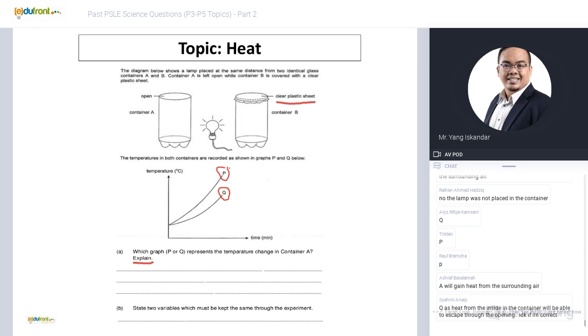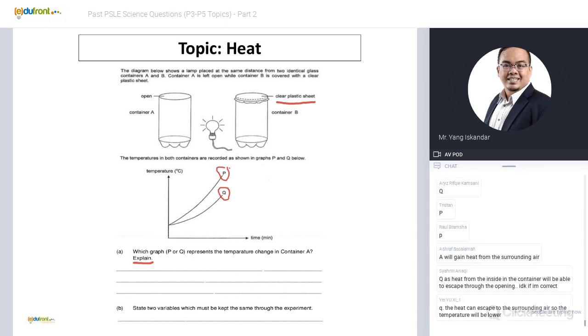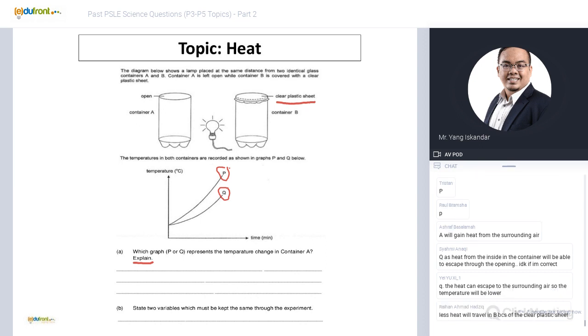Okay, Mariam say Q as the heat from the lamp is trapped in the container causing temperature to increase faster than A. Tristan say A can gain heat from both the bulb and the surrounding air. Okay, seems to be half-half. Half of you say Q as the answer, the other half say P as the answer. Oh, interesting. Ashraf say A will gain heat from the surrounding. Shami say Q as heat from inside the container will be able to escape through the opening.